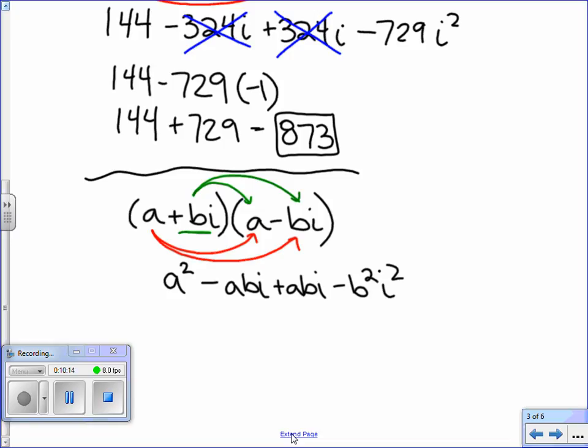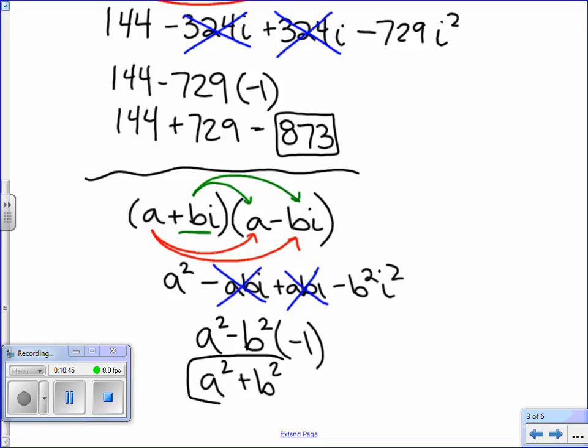Interestingly enough, what happens to my middle terms? They will also cancel. So this is proving with a complex conjugate, my middle terms will always cancel. I will have a squared minus b squared times i squared, but I know that i squared is really -1. And so a squared minus b squared times -1 will always turn out to be a squared plus b squared. So that's going to be my shortcut that you're going to see me use in some future examples.